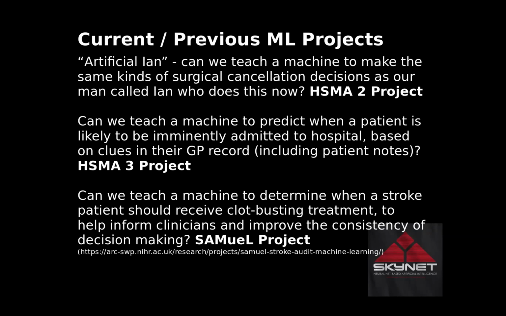And also a big project, if you want to read about it, again, I've put in a link there. My colleague Mike leads up this big funded work that we undertake, called the Samuel project, which is basically trying to teach a machine to determine when a patient who's had a stroke should receive clot busting treatment to help inform clinicians, because a lot of the thrombolysis treatment, clot busting treatment, is inconsistently applied across the country, very inconsistently. Having an AI to help people say, actually, we think you could thrombolyze this patient, or we don't think you should thrombolyze this patient, can really help inform that decision maker.